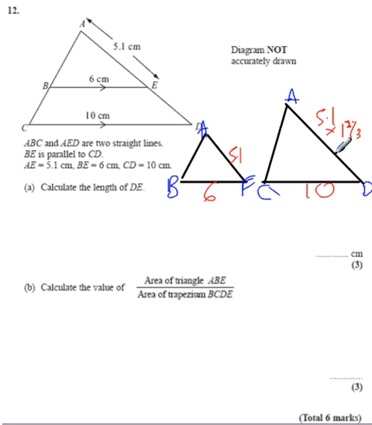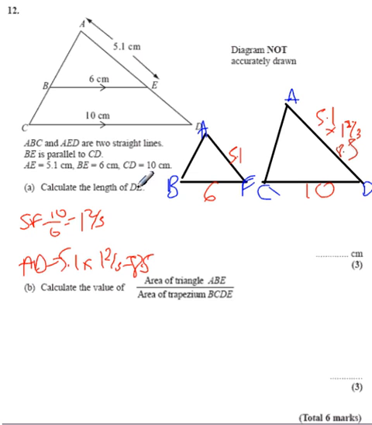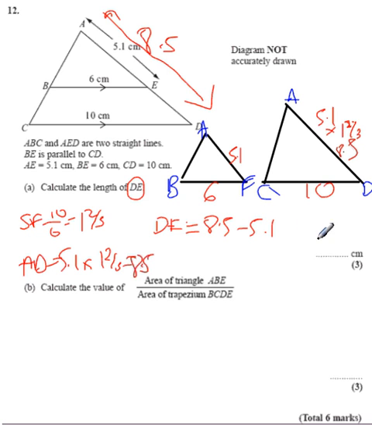Now, careful. Scale factor is 10 over 6, 1 2/3. That means that AD equals 5.1 times 1 2/3, which is 8.5. But we need to work out DE. And so if the whole length here is 8.5, and this bit is 5.1, then it follows that DE is what's left over. So DE is going to be 8.5 minus 5.1, which is 3.4.